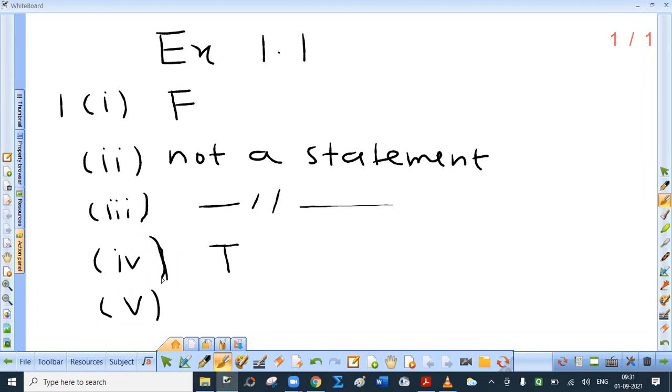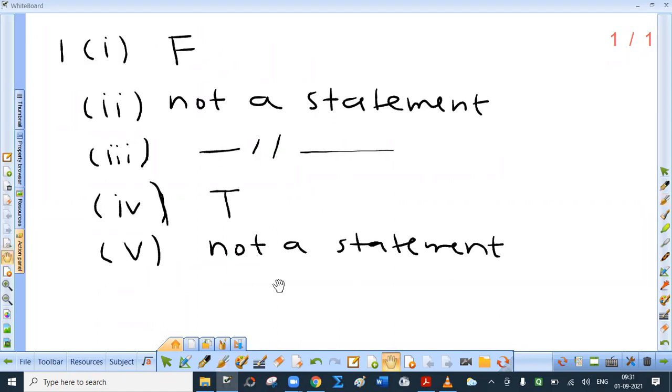Now, fifth one: Please get me breakfast. So, the fifth one is an imperative sentence. Hence, it is not a statement. See, this will be asked in the exam: 3 marks, 3 sentences, 1 mark for each. So you have to write a detailed answer, otherwise you won't get marks.